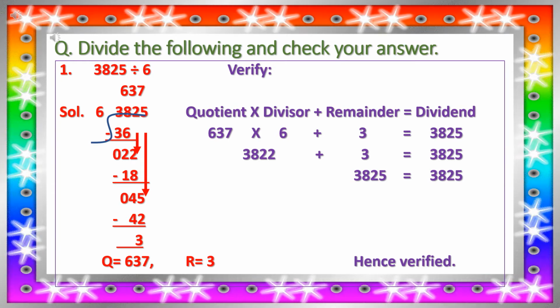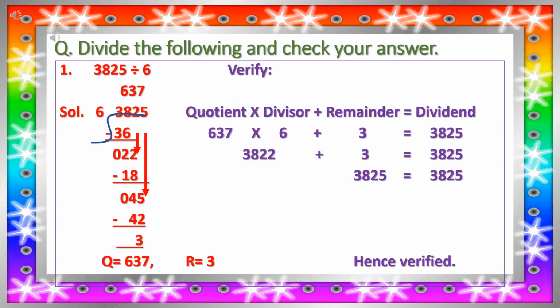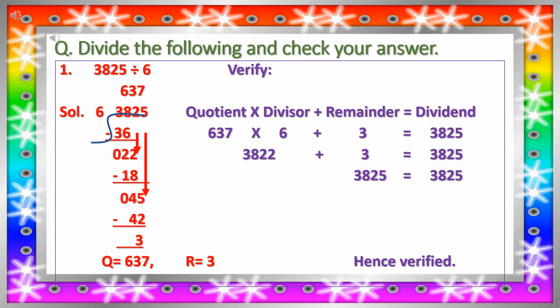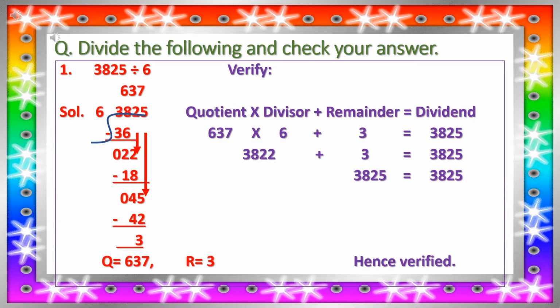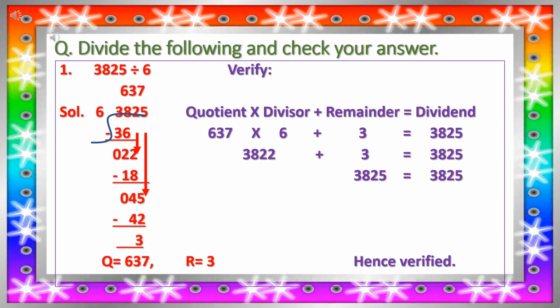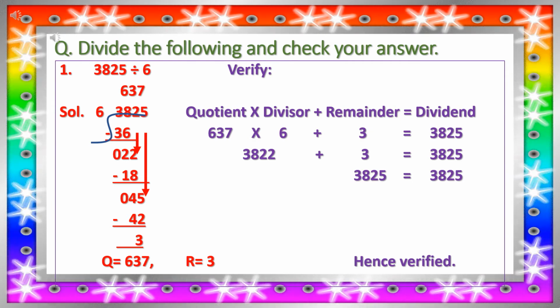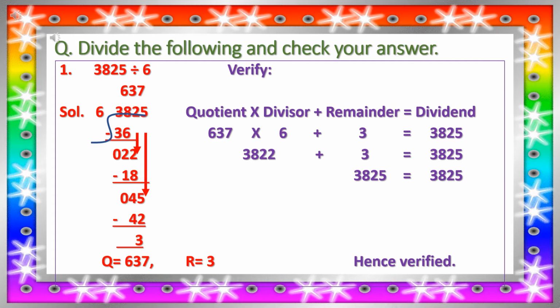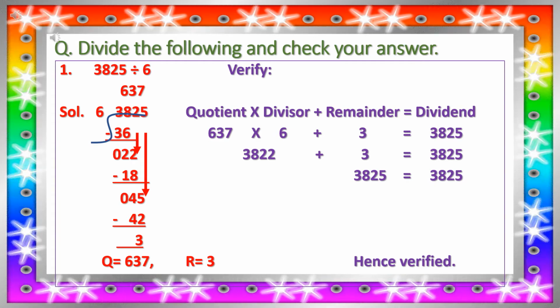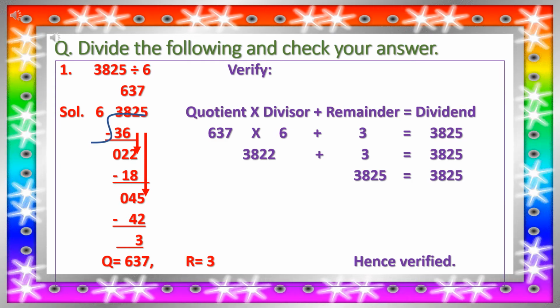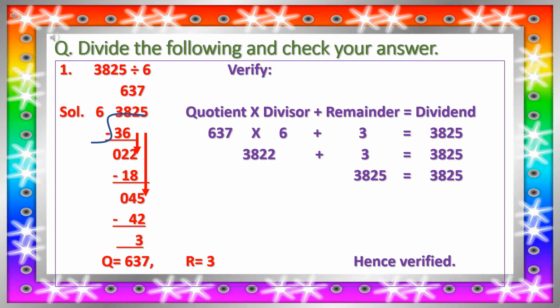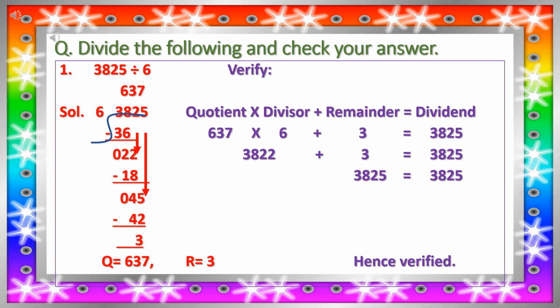Now we will subtract them. 22 minus 18 is 4. Now we will bring down 5 and it will become 45. Now 6 7s are 42. 7 will be written as quotient over 5 and we will write 42 under 45. 45 minus 42 is 3. So now our answer is there. Quotient is 637 and remainder is 3.